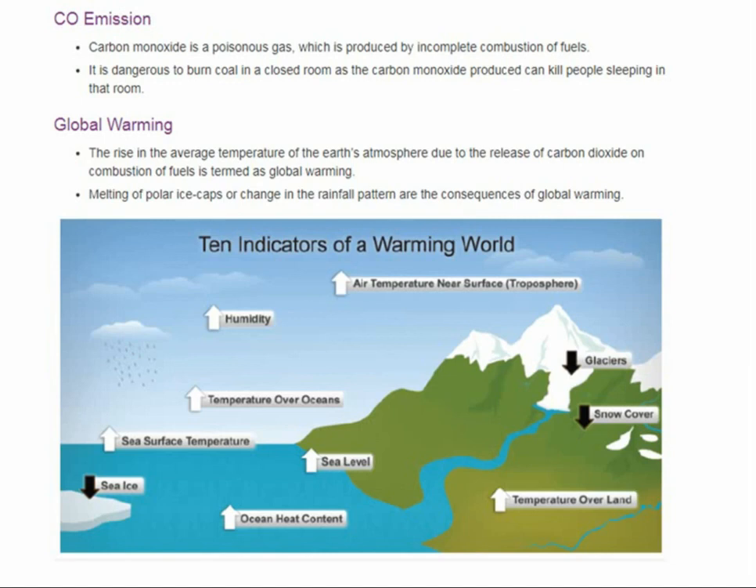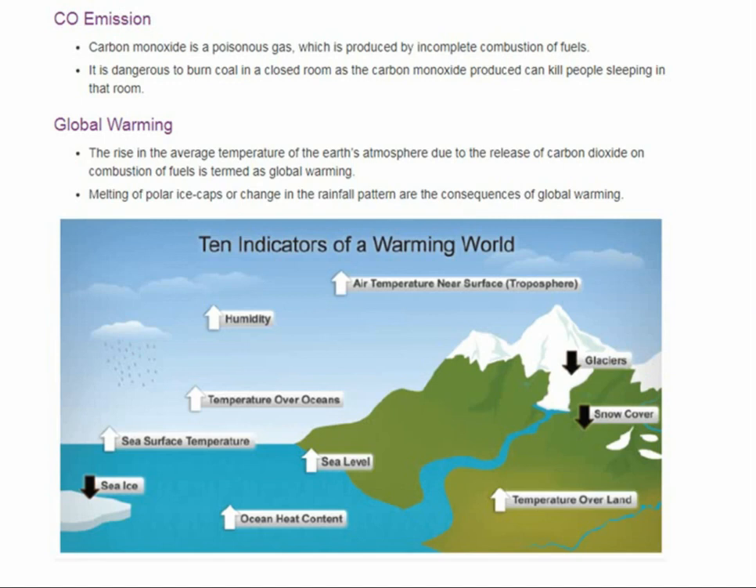So as you can see here, these are the 10 indicators of a warming world. So global warming is a very big threat to us as the temperature is increasing day by day. Due to this temperature, the sea ice melts, the glaciers decrease, and the snow cover also decreases. And due to this, the snow melts and forms water, and the sea level rises. The sea surface temperature also rises due to hot temperature. Ocean heat content also rises, and the temperature of land is also increasing day by day.